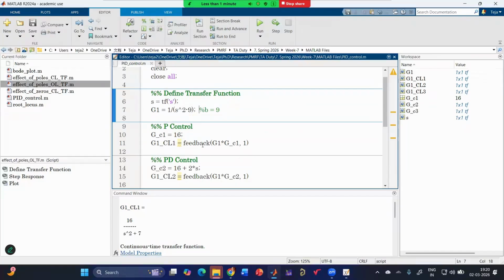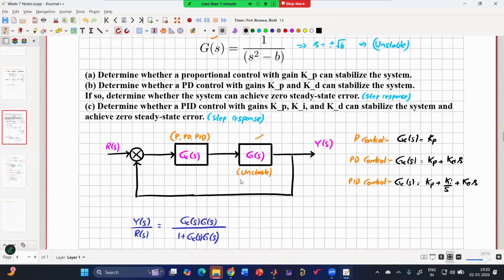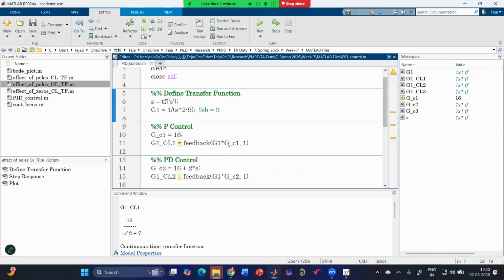And then my feedback is what? Forward path, and then this one. So forward path is G1 into GC1. If I go back, it is GC into G. So that is my forward path and then feedback gain is 1. That's why this command will give me G1 into GC1 by 1 plus G1 into GC1.